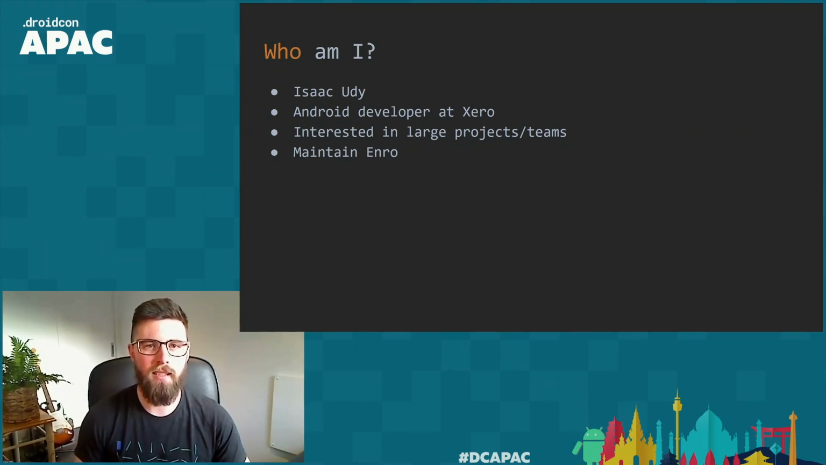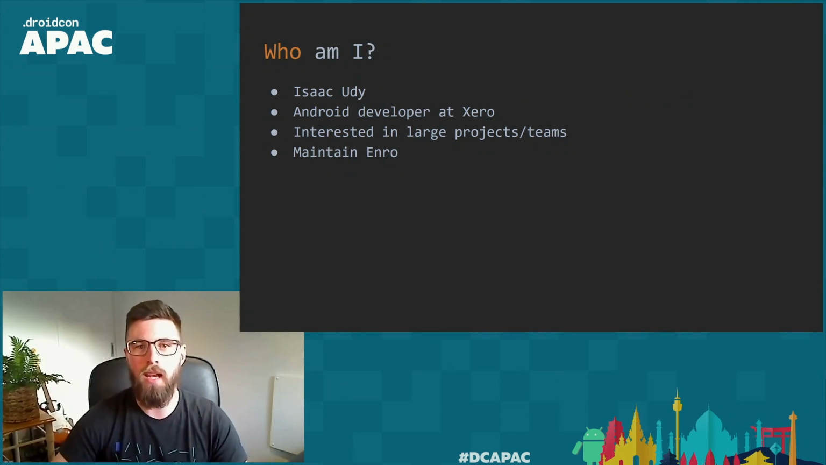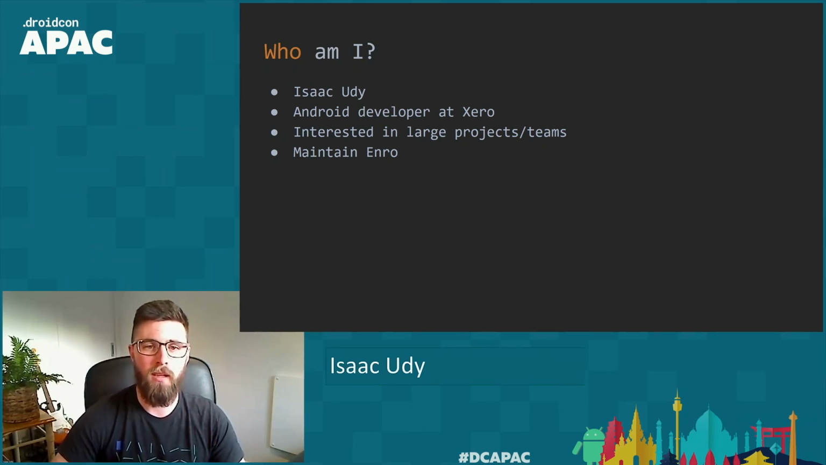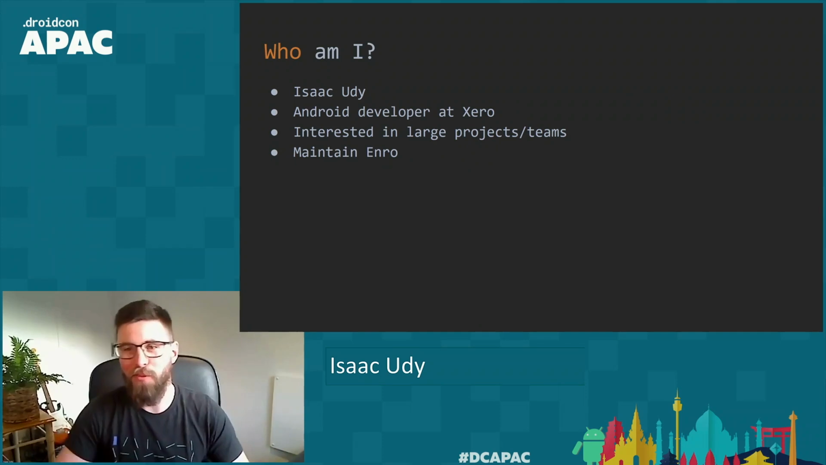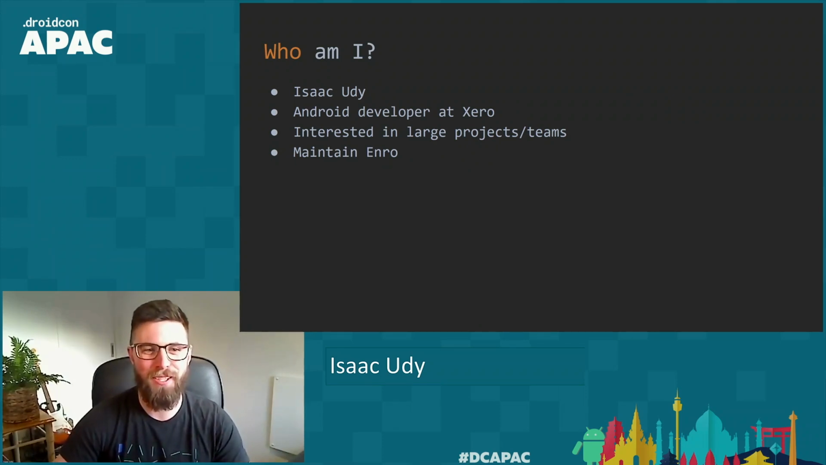Before we get started, I thought I'd better introduce myself. My name's Isaac Indy. I am an Android developer at Xero, and I work on our mobile platform team, building SDKs and tooling for our mobile product teams. I'm really interested in large projects and large teams and how engineering, architecture, and strategy can enable those teams to grow effectively. I also maintain a library named Enro, which is an alternative to AndroidX Navigation. So feel free to take that as a bit of a bias warning for this talk.